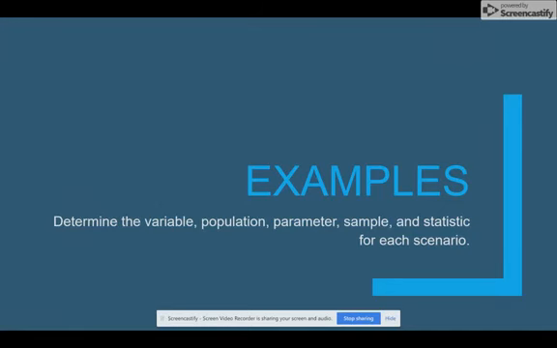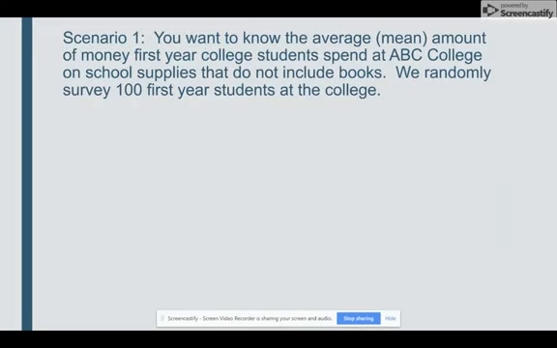We're going to take a look at two quick examples, and we're going to determine the variable, the population, the parameter, the sample, and the statistic for the scenario given. Scenario 1. You want to know the average or mean amount of money first-year college students spend at ABC College on school supplies that do not include books. We randomly survey 100 first-year students at the college.